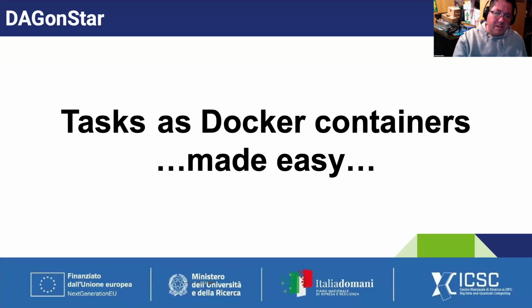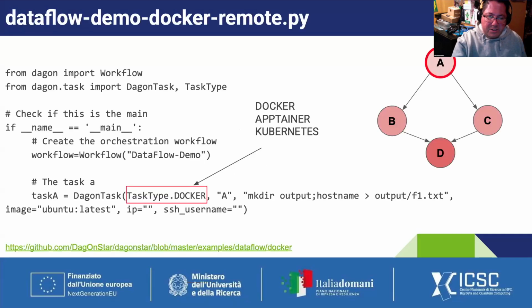In this case, we have tasks that are actually Docker containers, and this is done in a really easy fashion. In this case, we use another task type, which is a Docker container. As you can see, I define the workflow exactly in the same way, but in this case, I use the Docker container. So we have the task A again.